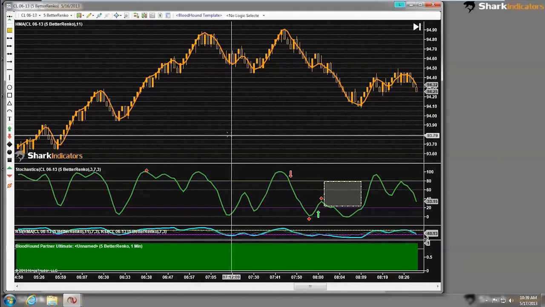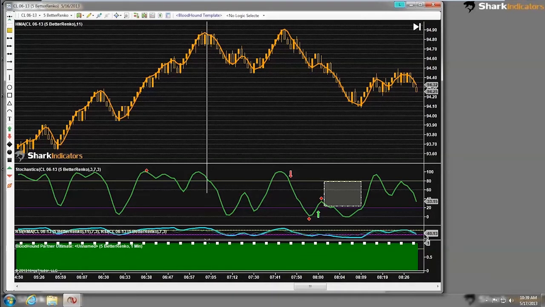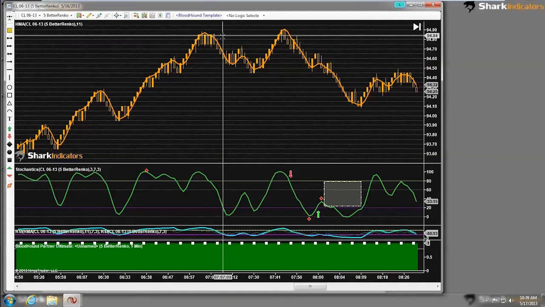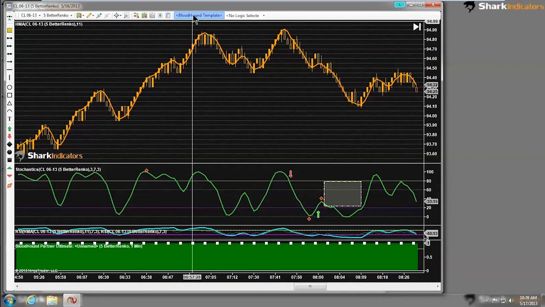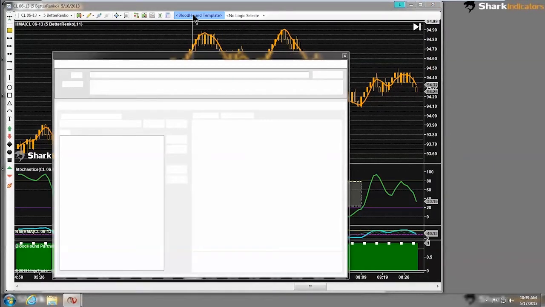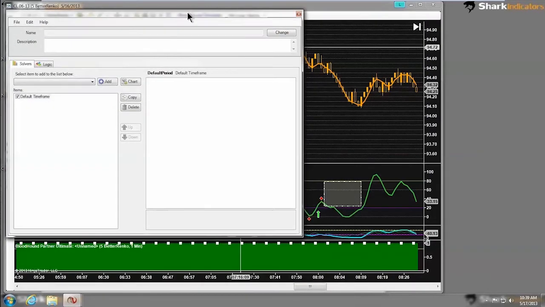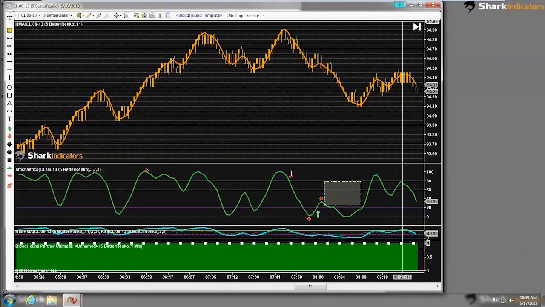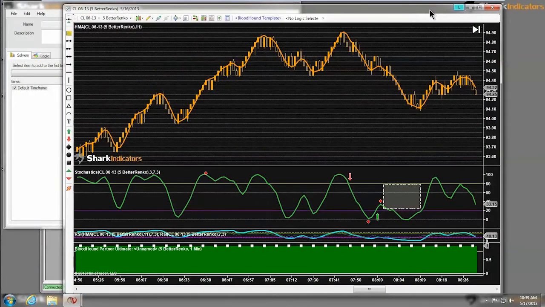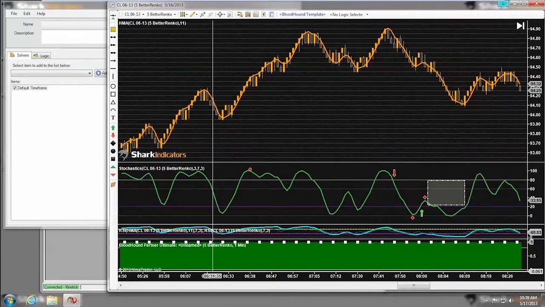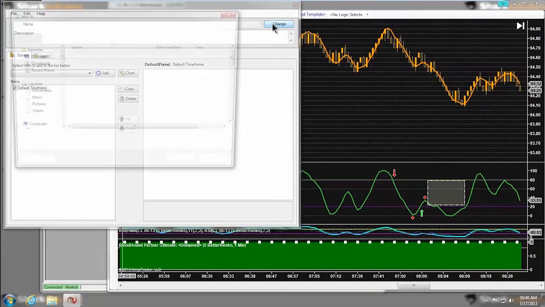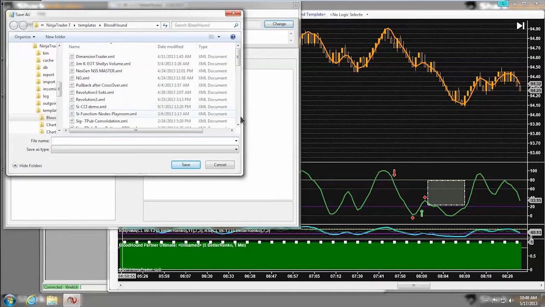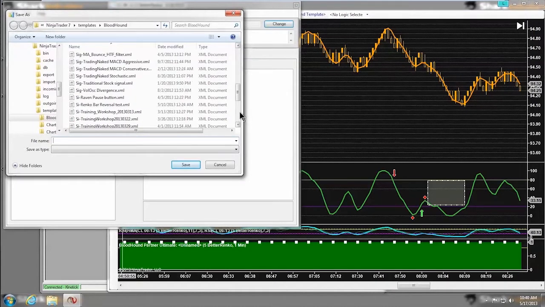All right, so we have BloodHound down here on the chart. The first thing I'll need to do is provide a name for our template, so it saves it. I'm going to use our default template name. All right, there we go, training workshop.